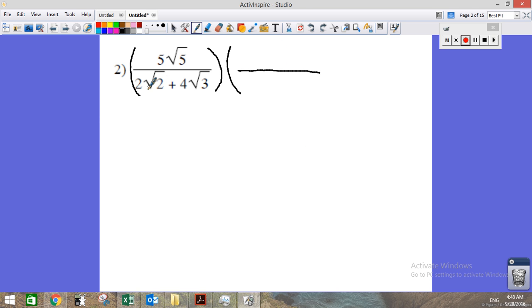So the conjugate of this 2 radical 2 plus 4 radical 3, we change the operation, we change it to the inverse, we change addition to subtraction. The numerator and denominator have to be the same for this to be the number 1. So when I multiply these two fractions together, the result that I get is going to be equal to the original fraction.